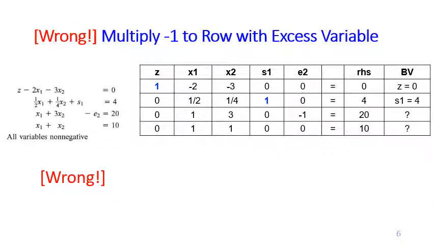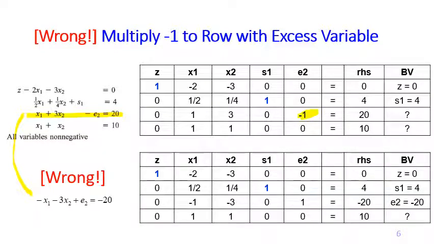So now I'm going to talk about the wrong idea. Sometimes people think that, okay, because this is -1 and canonical form requires it to be 1, let's just multiply the entire row with -1. So this is how it looks. You multiply everything with -1, so it becomes -x1 minus 3x2 plus e2 equals -20. So now you have this table, but again, this is not a BFS.